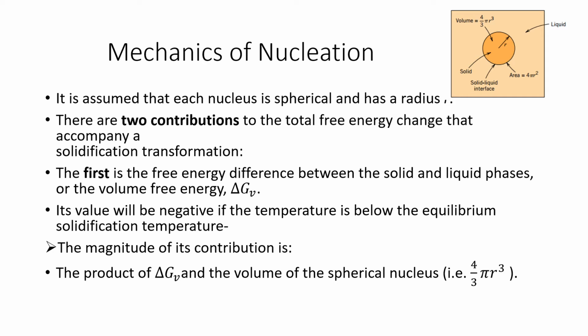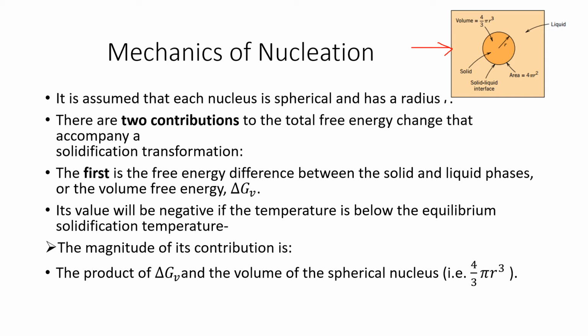It is assumed that each nucleus is spherical and has radius r. Over here we have assumed a nucleus. In this figure we have explained a nucleus as a circle. This circle represents a nucleus.